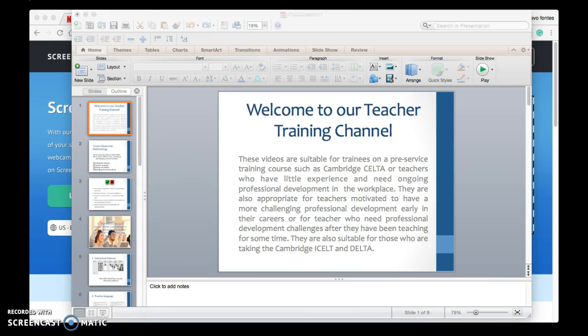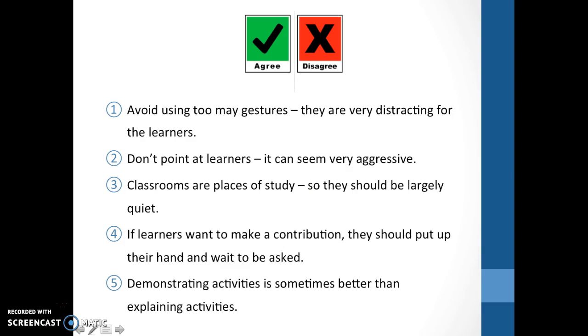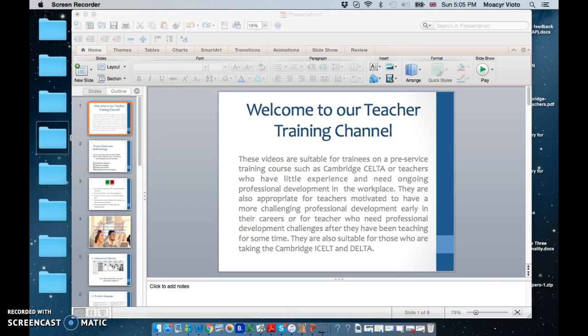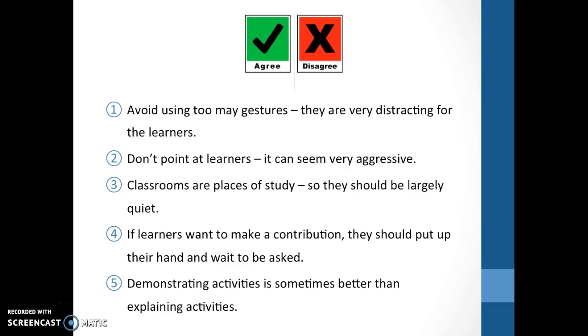Well, first and foremost, I'd like you to look at these statements and see if you agree or disagree with them. Well, regarding the first statement, it's important to keep in mind that gestures are used to support communication, and in the classroom, it's not different.